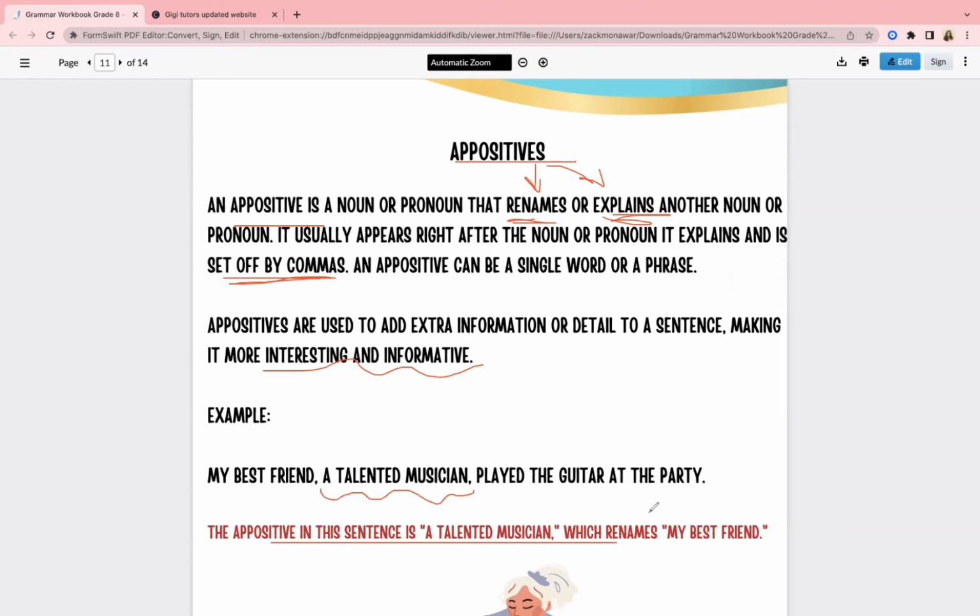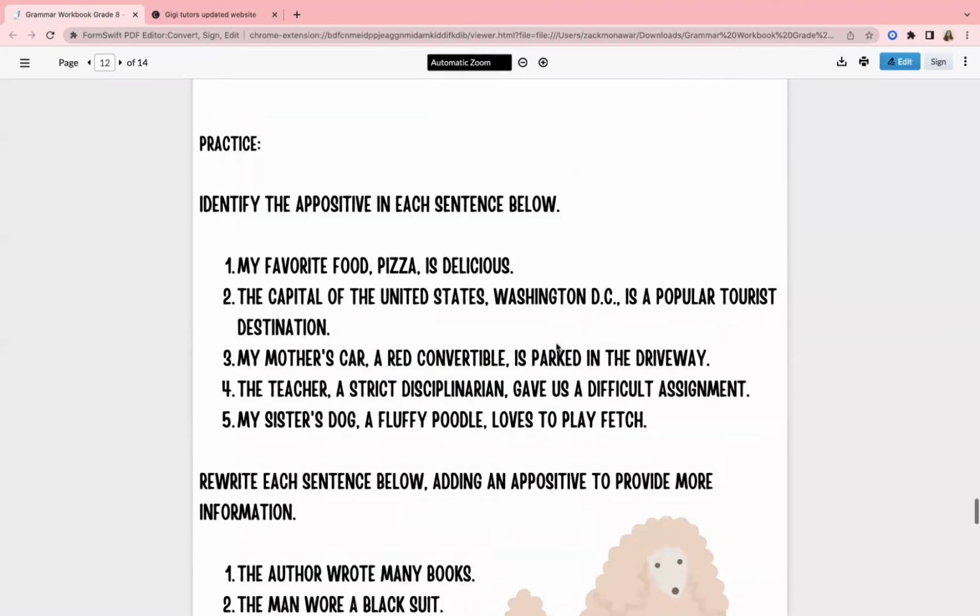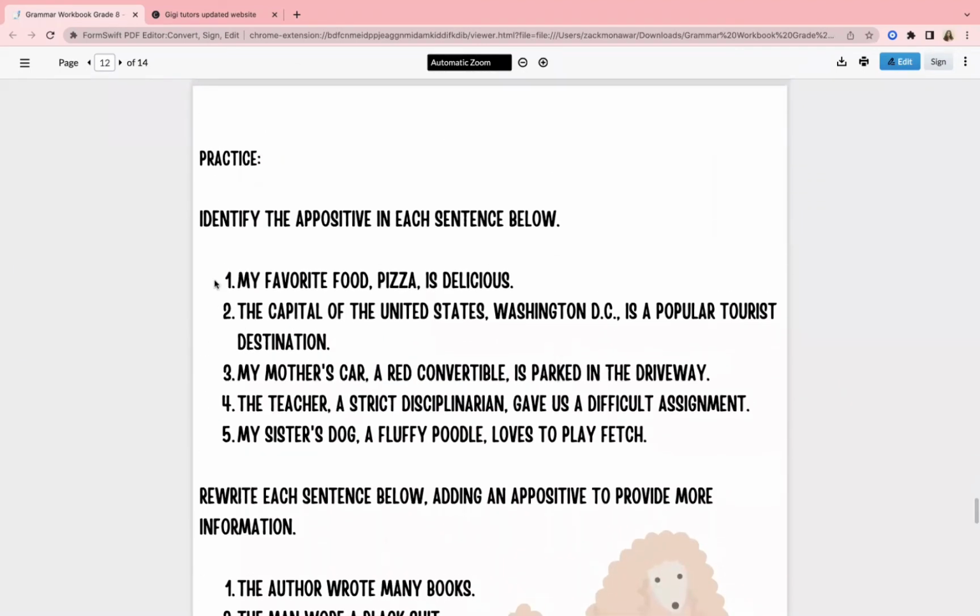Right here we see, my best friend, a talented musician, played the guitar at the party. A talented musician renames my best friend, and it kind of explains a little bit more about this person's best friend. And we can even see her right there. Now let's do a little practice. Again, you can always pause and do these on your own before we go over them together.